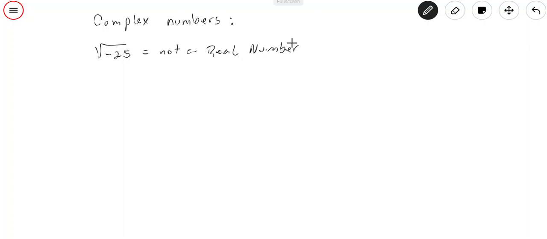But if we use what is called the imaginary unit i, where this imaginary unit i is equal to the square root of negative 1, we're going to be able to solve that issue that we had with the square root of negative numbers, right? So I'm going to introduce what we call the imaginary unit i.